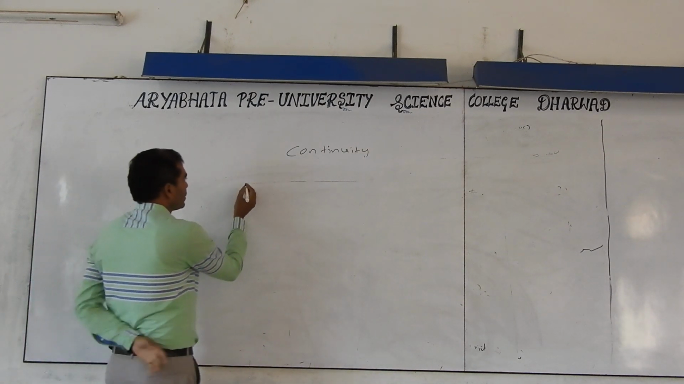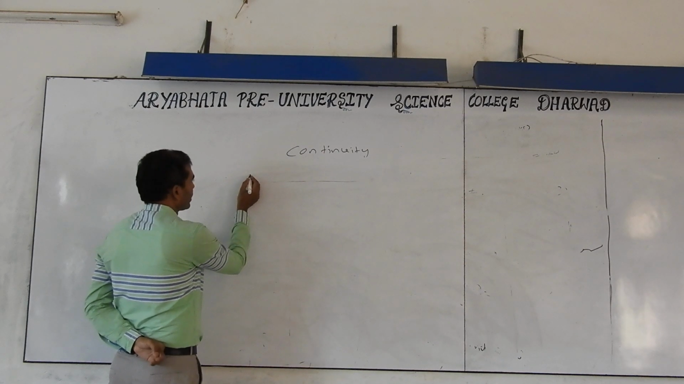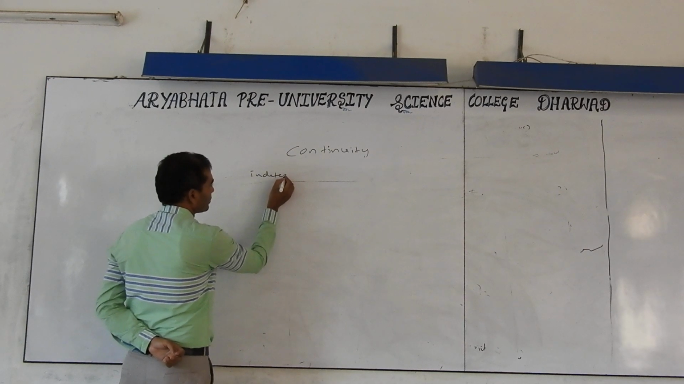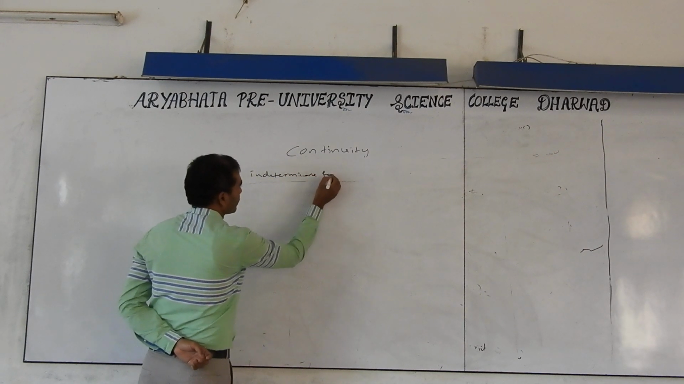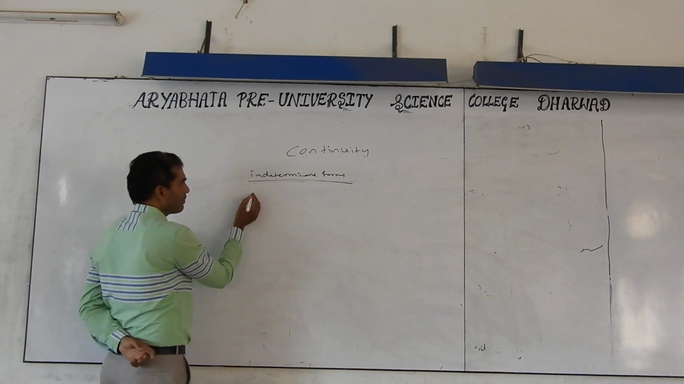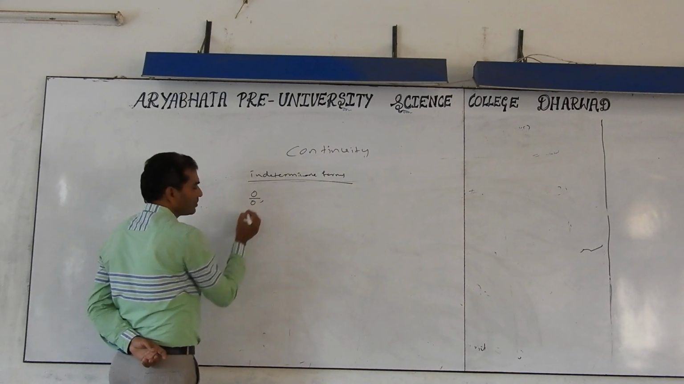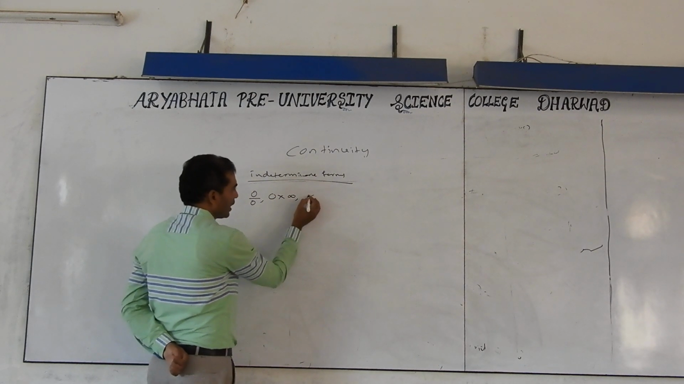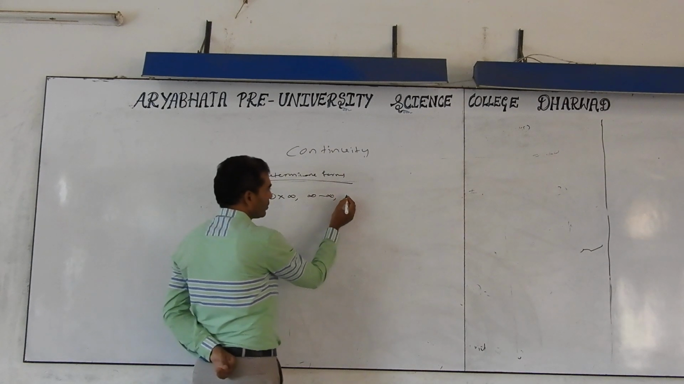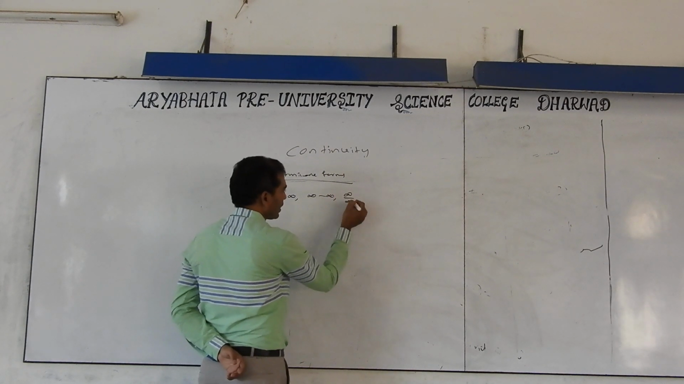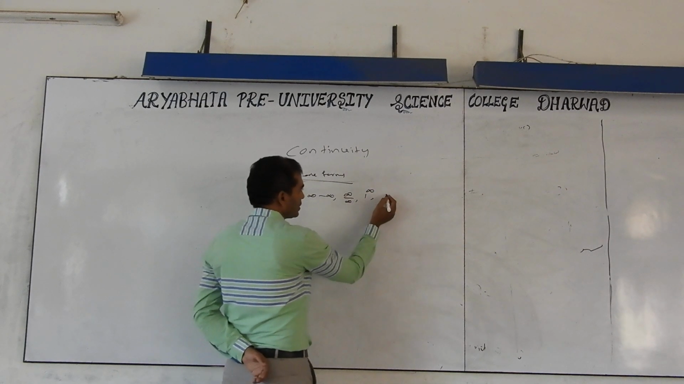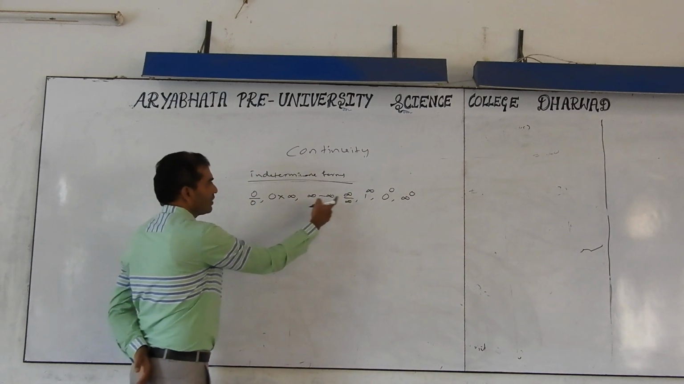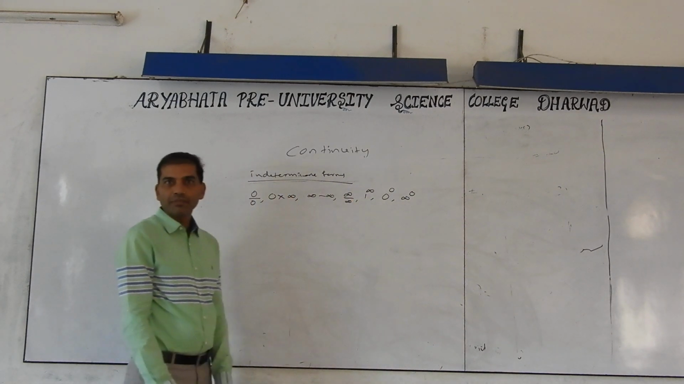Next, indeterminate forms. There are 7 indeterminate forms: 0 by 0, 0 into infinite, infinite minus infinite, infinite by infinite, 1 power infinite, 0 power 0, infinite power 0. So 1, 2, 3, 4, 5, 6, 7. There are 7 indeterminate forms.